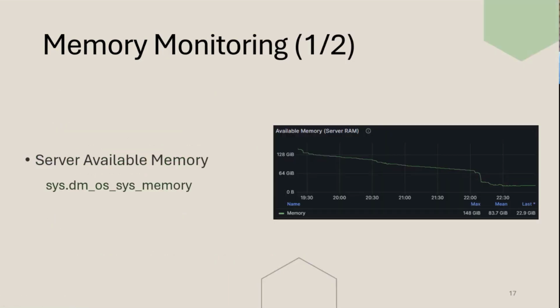So how do we monitor our memory usage? Again, this is another familiar metric. This is a DMV, though it can be a performance counter as well. This is when a SQL Server rebooted. So it started at 148 gigs, slowly works its way down, and then it just sort of plateaus here at around 23 gigs of actual memory use.